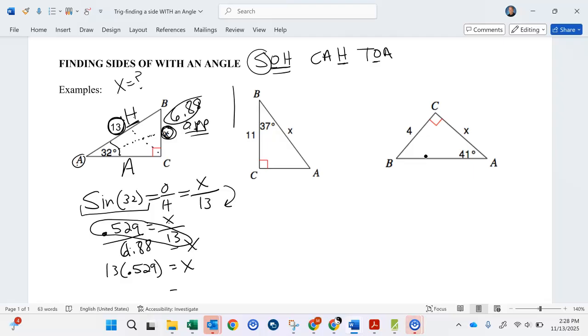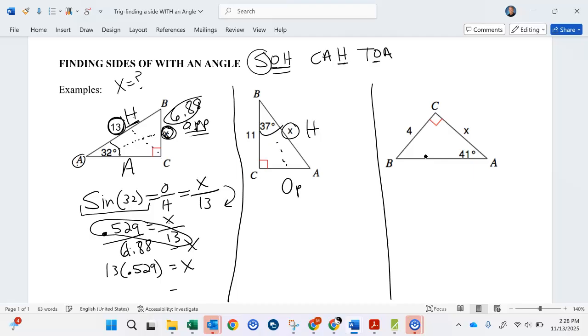Okay, let's try another one. Let's try this example right there, okay? So what do we have? You can try it if you want, but what do we have? Well, the first thing is we need to get this side in. Well, that side is H, so we're going to label it. Here's our angle, so that means this is going to be opposite. And then this is going to be the adjacent, okay? Step number one is label.